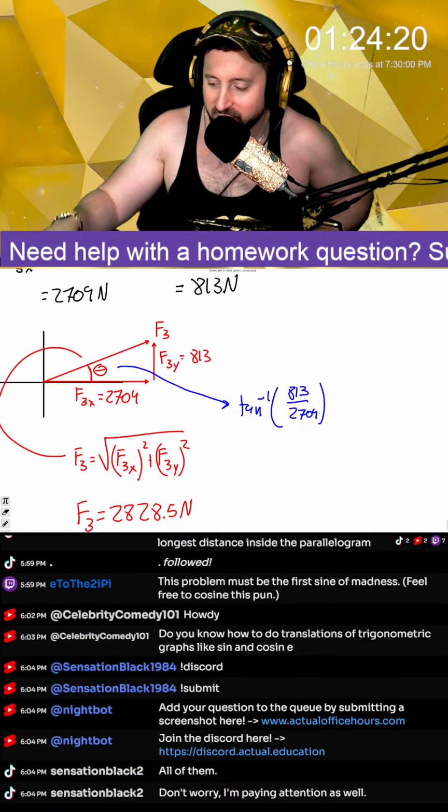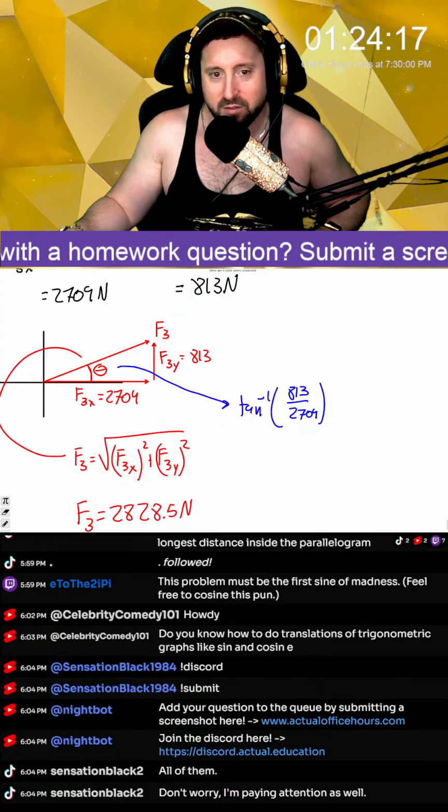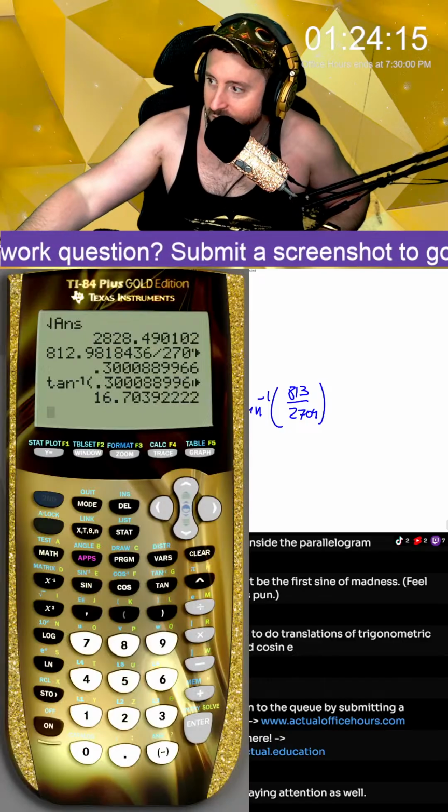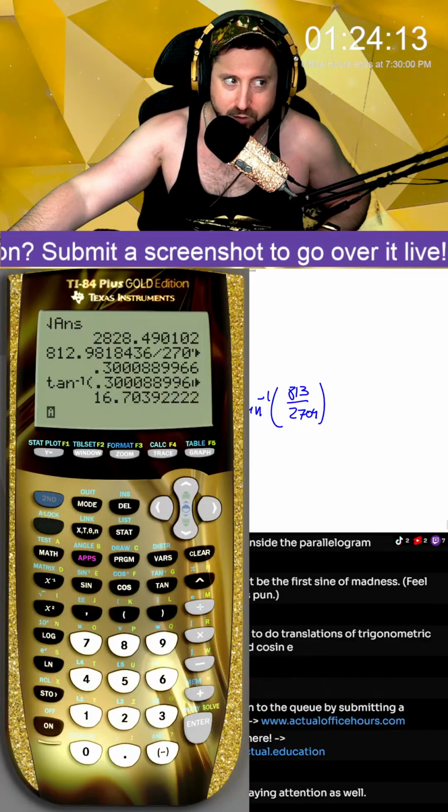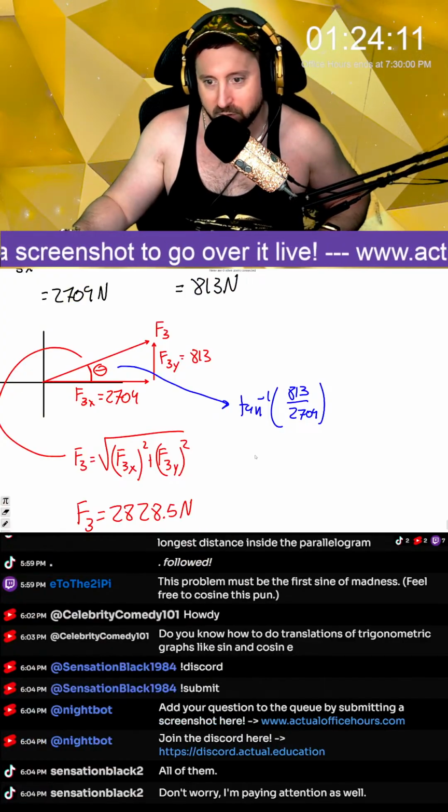Yeah, it generates heat. Okay, so this tells me theta. Once we do the arctangent of those two, we're going to get 16.7 degrees.